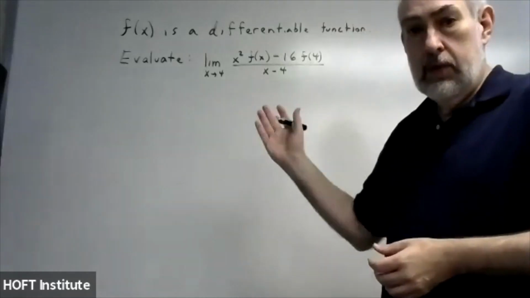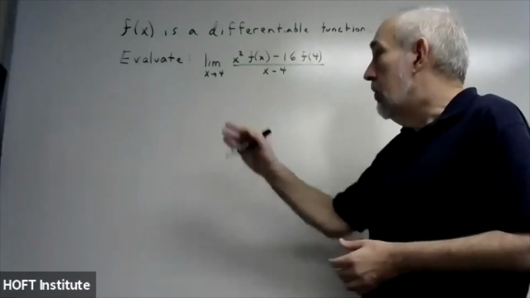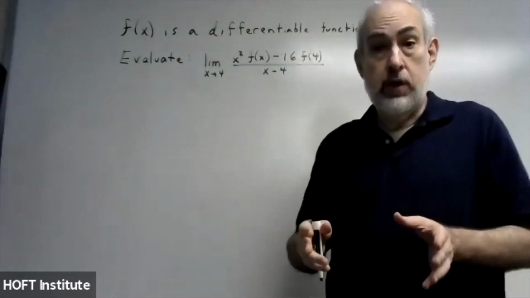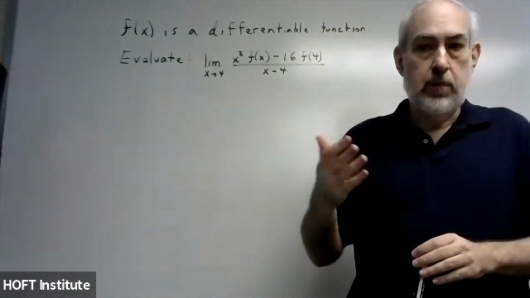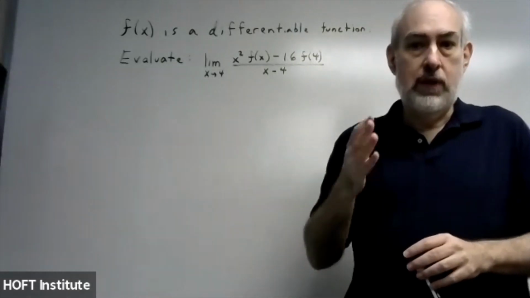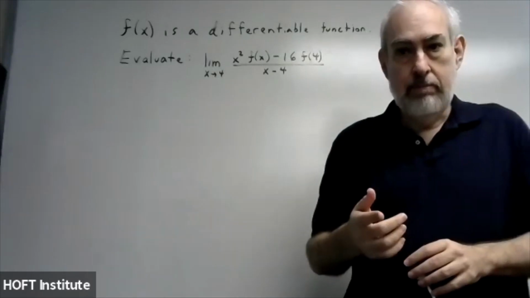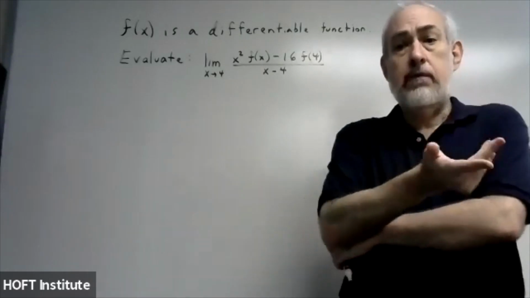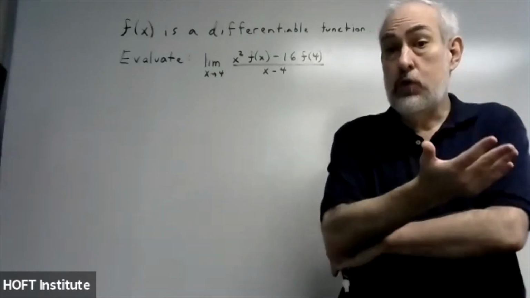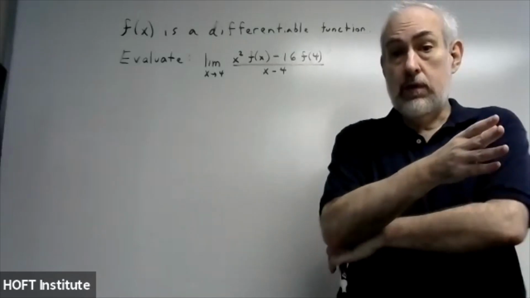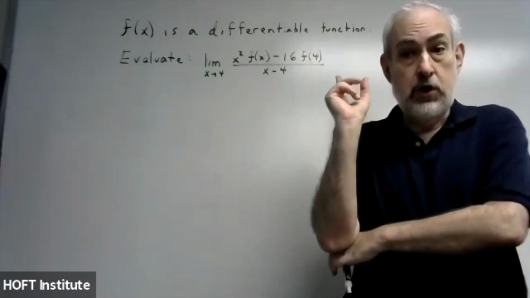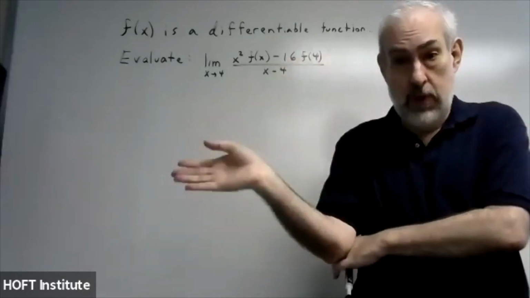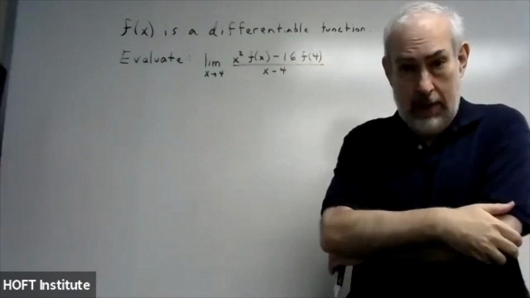Okay, so here's one. f of x is a differentiable function. So what does differentiable function mean? A differentiable function is a function whose derivative exists, okay? If they say that f of x is differentiable at x equals 2, then all they're saying is the derivative exists at x equals 2. If they say it's a differentiable function, it means the derivative exists everywhere for all real numbers, okay?